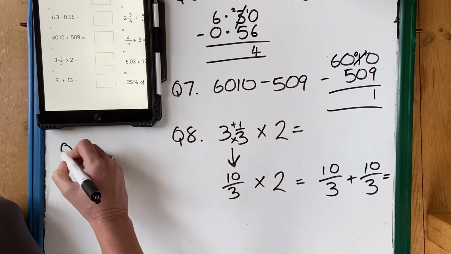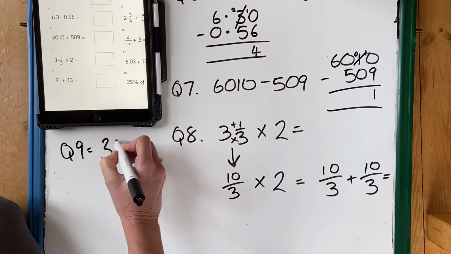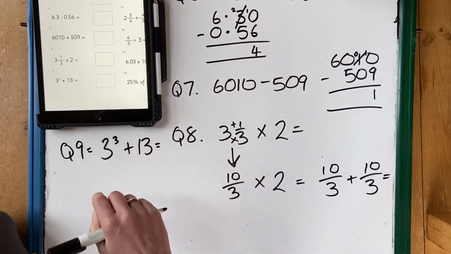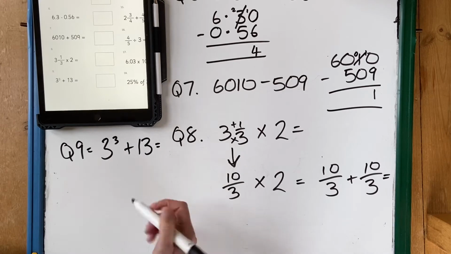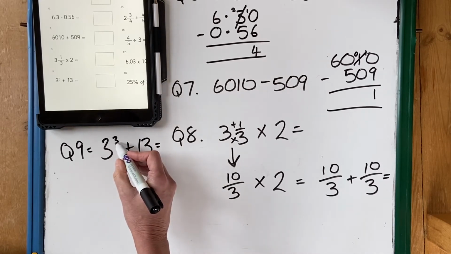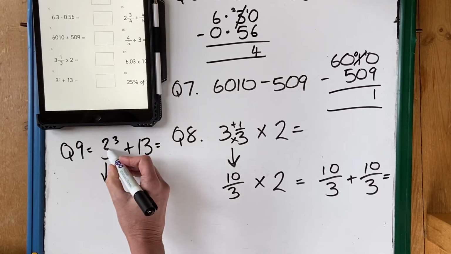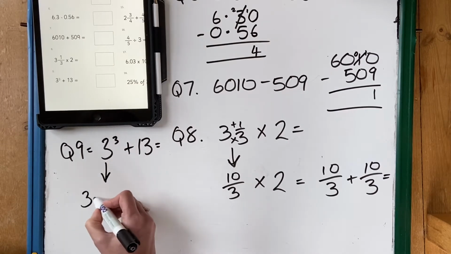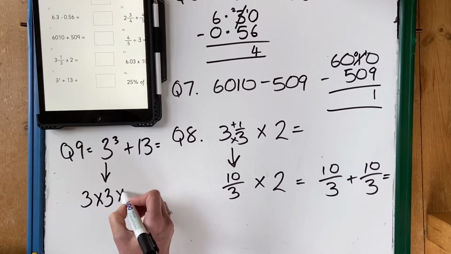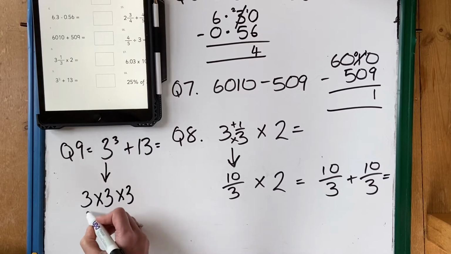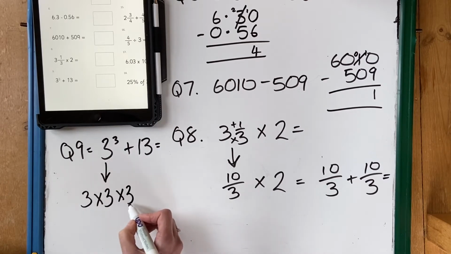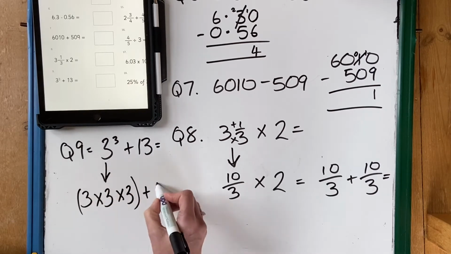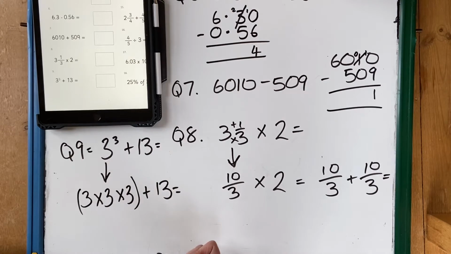Question 9. 3 cubed add 13. So what is 3 cubed? If it's a cubed number, you multiply it by itself 3 times. So 3 cubed is 3 times 3 times 3. So work out 3 times 3 and then times that answer by 3. And then add 13. And what is your answer?